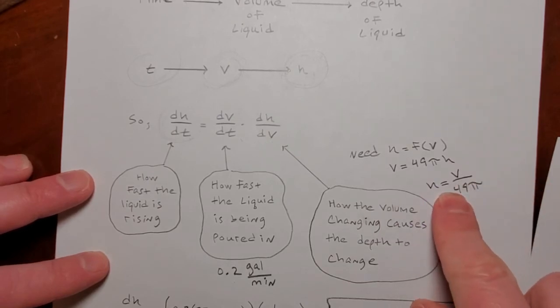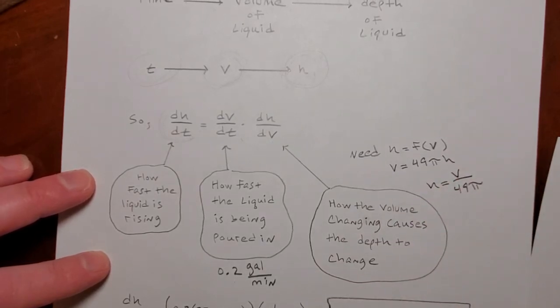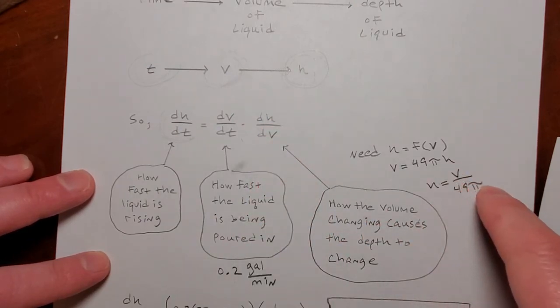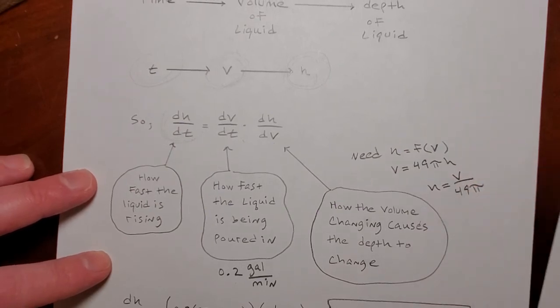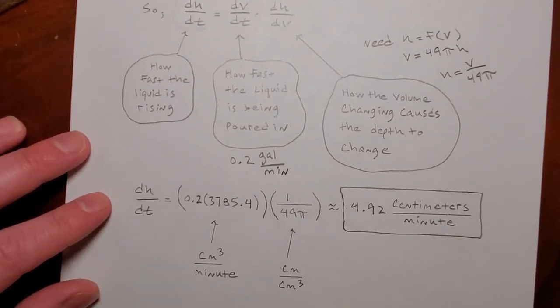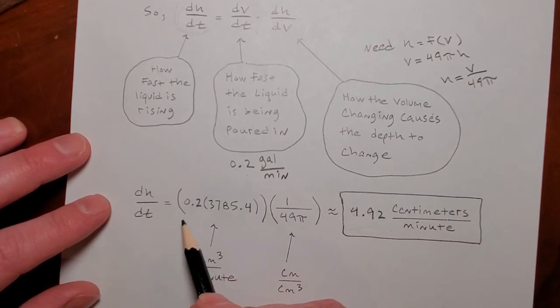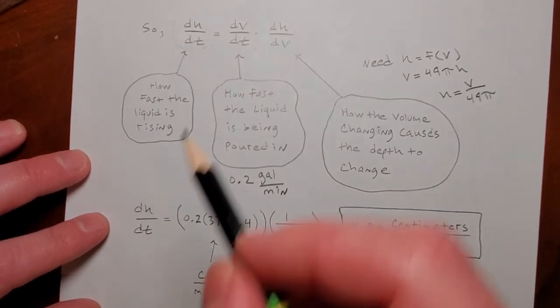So h is v to the first power over 49 pi. So I could find dH over dV as the derivative of this. What would that be? 1 over 49 pi. All right, so here it is. dH over dt is, here's dV over dt.